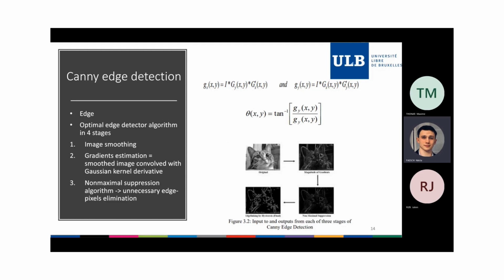First, we do image smoothing. Then we estimate the gradients in x and y direction, gx and gy, for an image, which are given by the smoothed image along respectively y and x axis, convolved with the Gaussian kernel derivative along the x and y axis respectively. So now the spatial position for thick and blurry edges can be determined correctly. We use a non-maximal suppression algorithm to eliminate unnecessary edge pixels in order to make thick edges sharper.